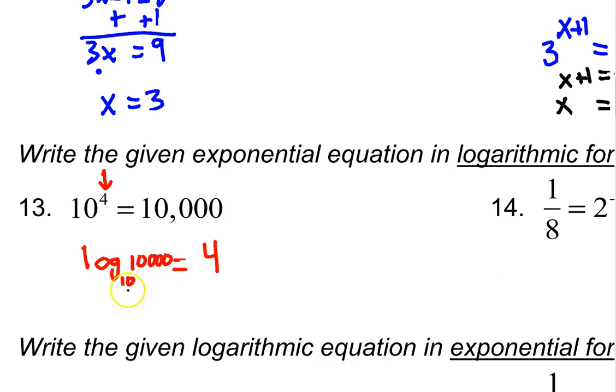Now we technically don't have to write base 10. You could just write it as log of 10,000 because it's assumed to be base 10 if we don't write anything. So this is basically asking 10 to what power equals 10,000, and that would be to the 4th power.